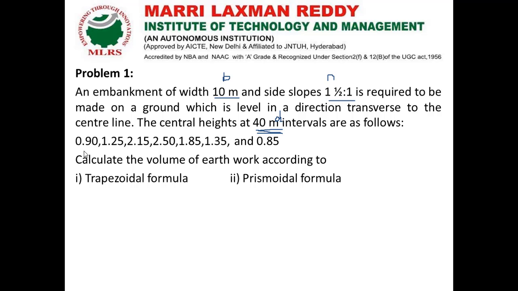Now the ordinates. Here they have said that the embankment, okay, so this is our embankment. The width of the embankment B is 10 meter, and the side slopes are 1.5 is to 1, so that is n.